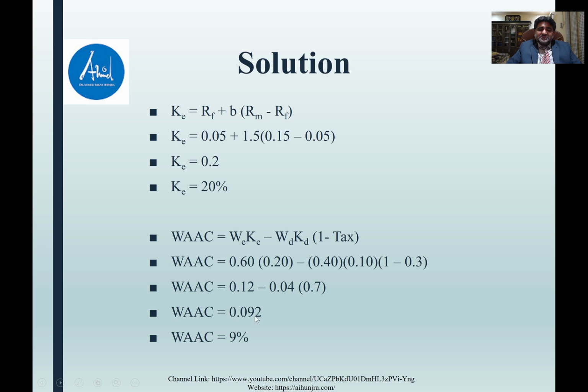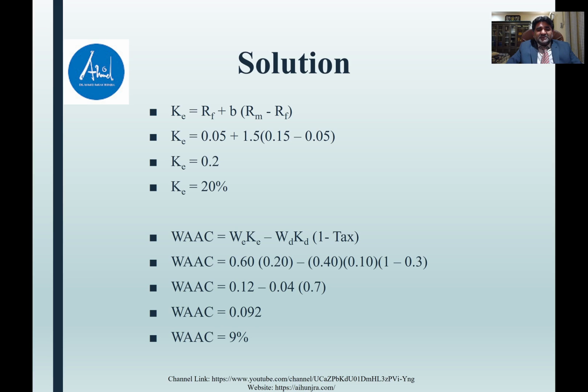That is the overall cost of capital, which is the combination of cost of equity, cost of debt, weight of equity, and weight of debt. We can calculate the WACC by using this information. And in this question, it's 9%.